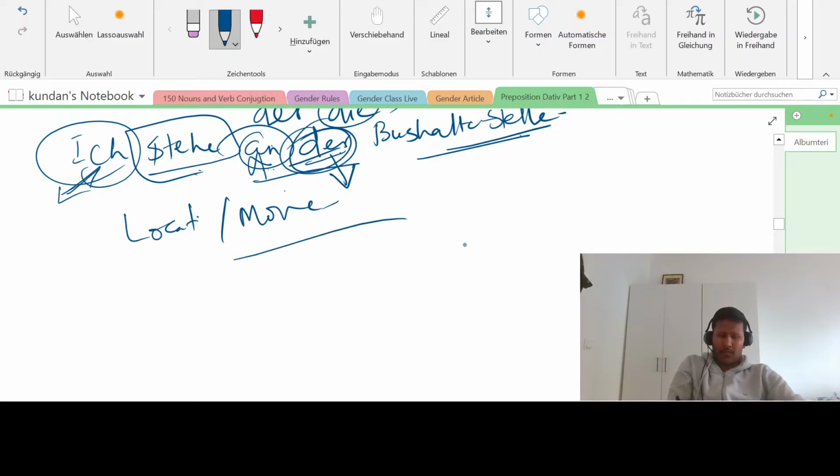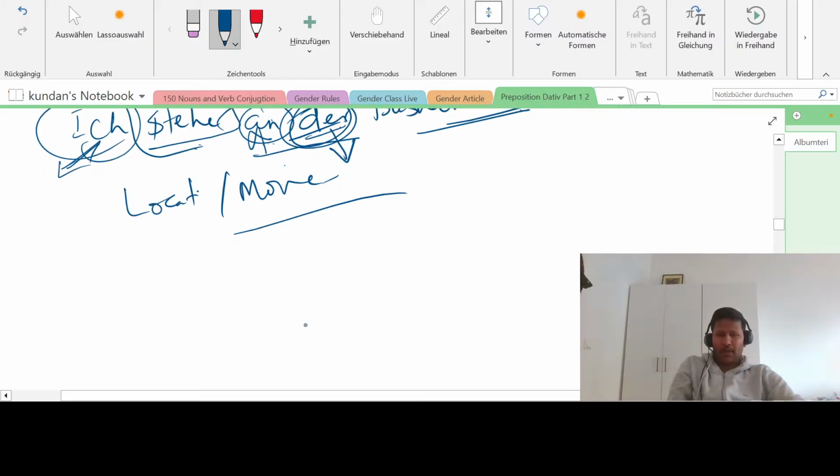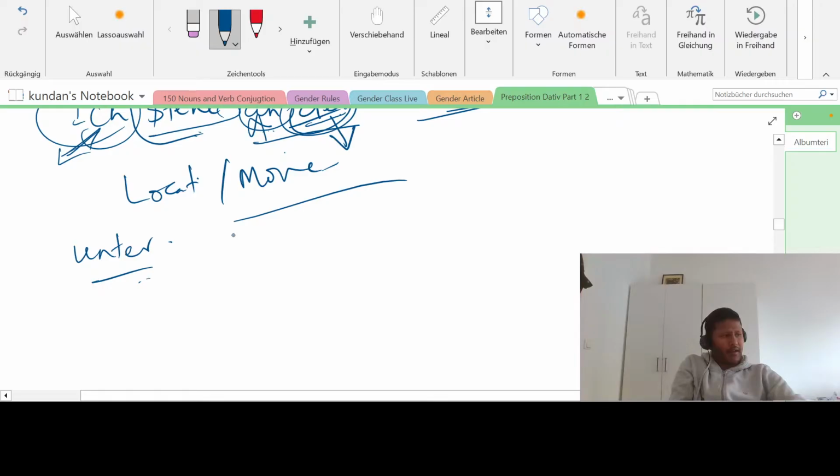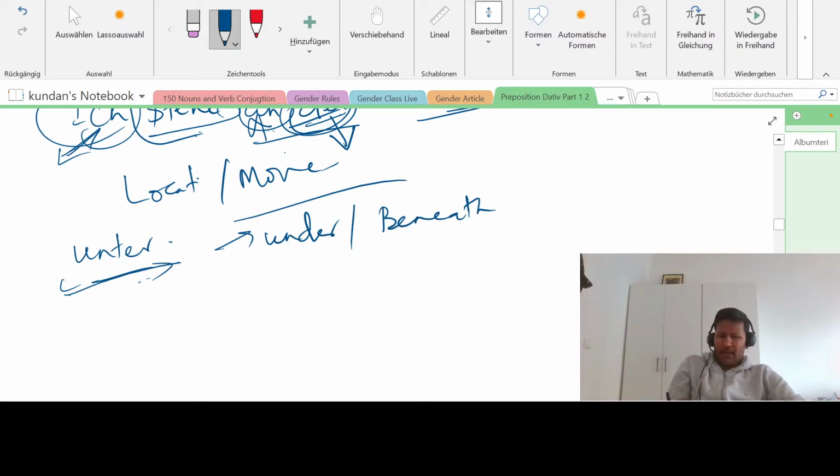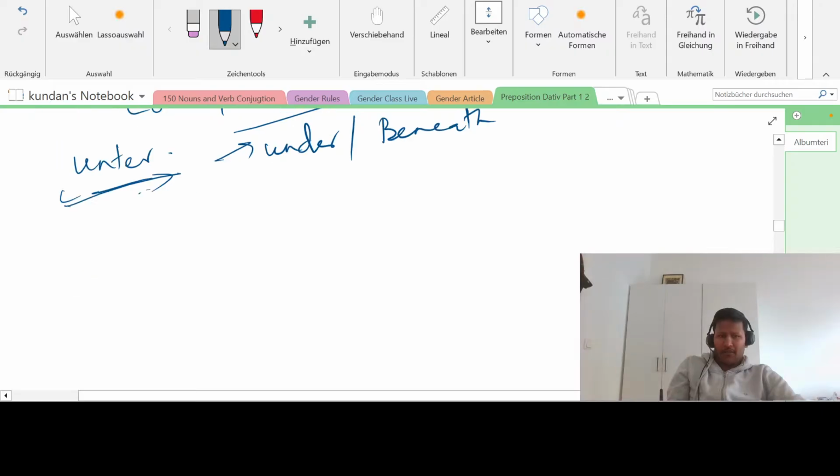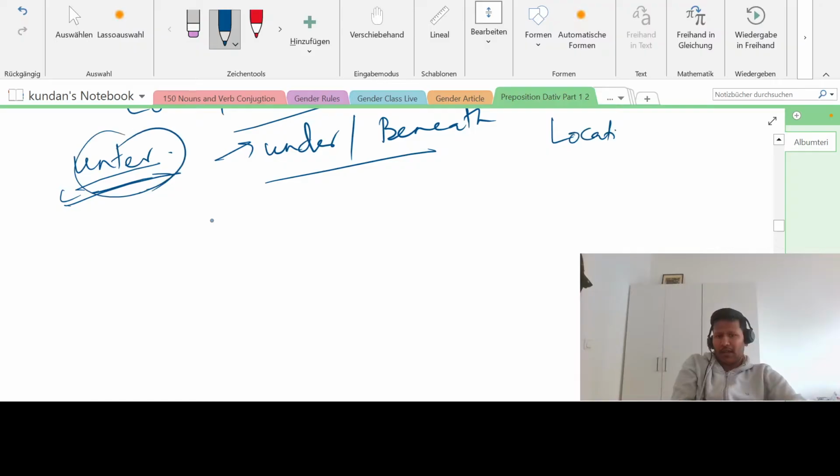Now let us take another one: unter. This is used for cases like under, or beneath, below something. Now let us take an example, because whatever we are learning is just covering two things, location or movement. That's why unter is also telling a location, right?